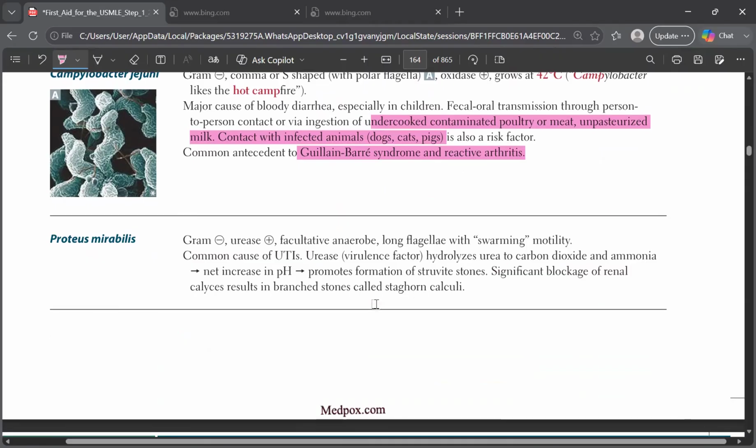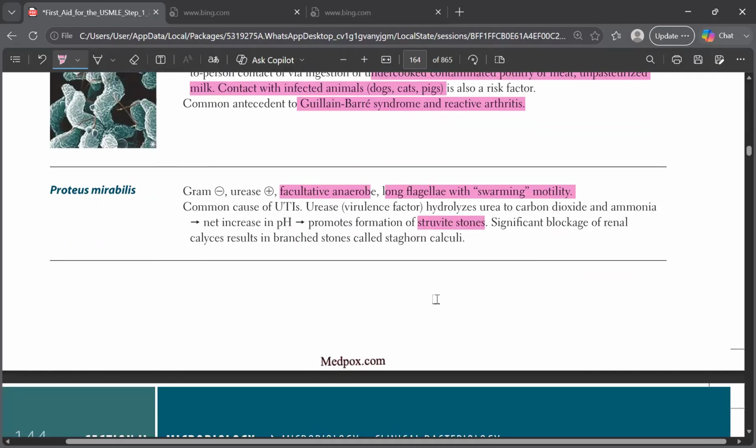Next, we have Proteus mirabilis. It is a gram-negative urease positive facultative anaerobe that has long flagella with swarm motility. Common causes of UTIs: urease hydrolyzes urea to carbon dioxide and ammonia. There is net increase in pH and promotes the formation of struvite stones. Significant blockage of renal calyces results in branch stones called staghorn calculi.